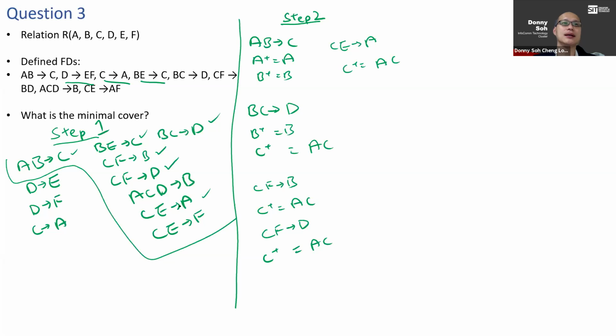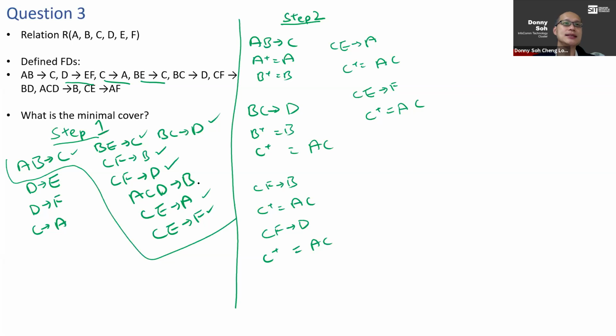And let's look at the last one. CE implies F, and C closure equals A, C, and so this is also required. Okay, so all these are required.